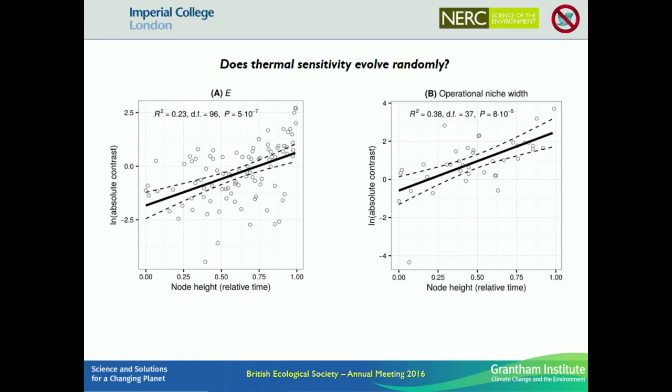The fact that we see positive associations in both cases indicates that the evolutionary rate has not been constant, but has accelerated, relatively recently in the phylogeny. And this means essentially that species are better able to explore the available parameter space in thermal sensitivity.